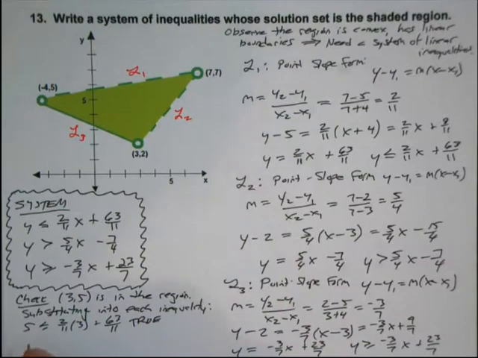Second inequality, (3, 5). 5 for y: 5 greater than 5/4 times x, which is 3, minus 7/4. Let's see, 5 by 3 is 15, so 15/4 minus 7/4. That's 8/4, it's 2. 5 is greater than 2. This is true.